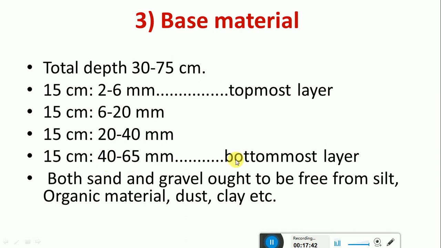So this will be the bottommost layer and this will be the topmost layer. That means the gradation is done so that the sand does not get washed away during the process of filtration, and both sand and gravel ought to be free from silt, organic material, dust, clay, etc. And this is the base layer as well as the top layer characteristics in the slow sand filter.